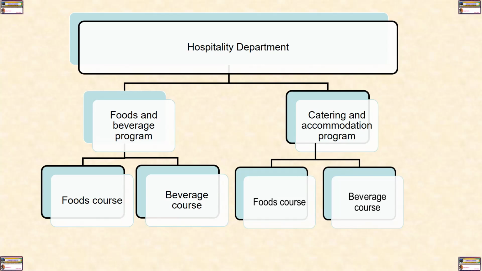Now, this is an error. This is not foods course. Let me illustrate this. This is not foods course, but catering course. So this is not supposed to be foods course, but catering course. While this is not supposed to be beverage course, but accommodation course. So let me show you how you correct. If you have such a diagram and you'd like to have corrections, you can do it as follows. So let me correct it, and then I show you how it will look.